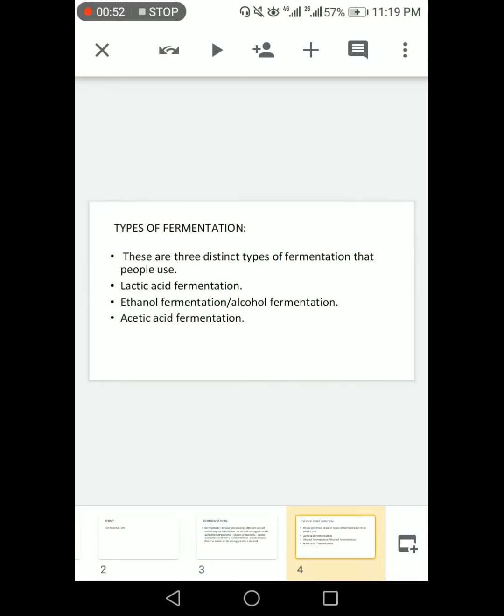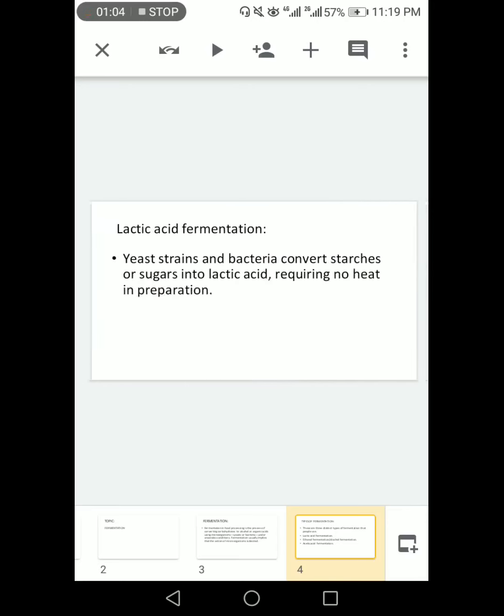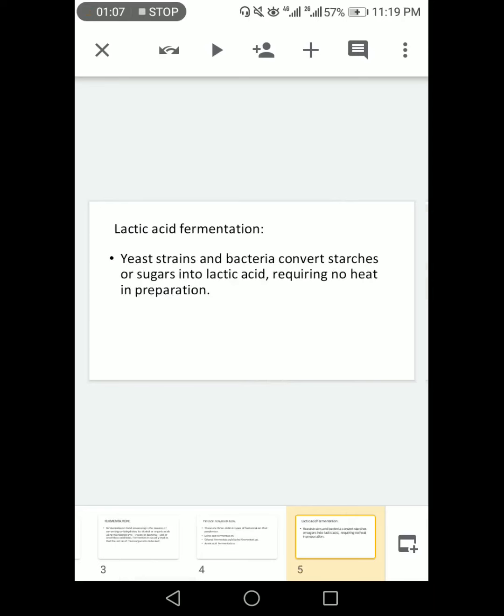Number one is lactic fermentation, lactic acid fermentation. Second is ethanol fermentation or alcohol fermentation. Third is acetic acid fermentation. Lactic acid fermentation: yeast strain and bacteria convert starch or sugars into lactic acid, requiring no heat in preparation.